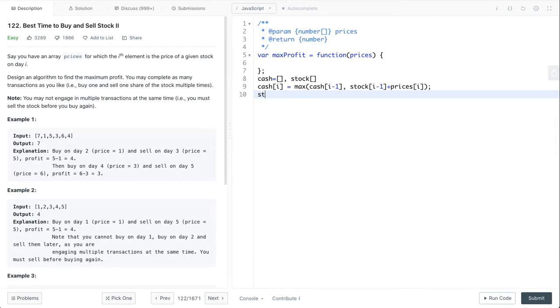What about if we hold stock? At day i, what's the value? Same thing, either we do not do any transaction, that's stock i minus 1. Or we buy in, that's cash i minus 1 minus price i. It depends on which one is bigger. And in the end, we want to return cash at prices.length minus 1. What would be the initial value? I guess for day 1, the cash will be 0, and for stock, it will be minus prices 0.